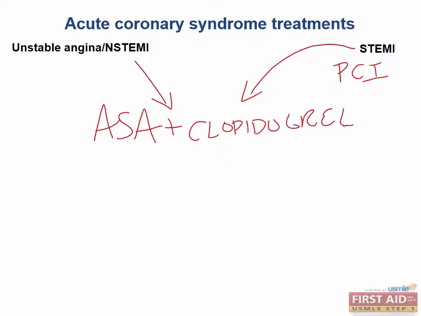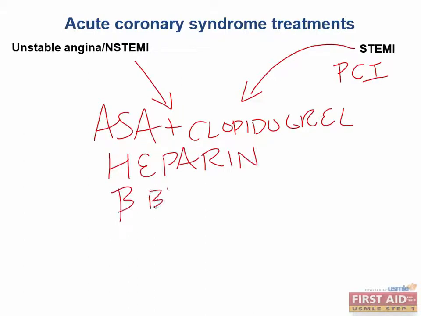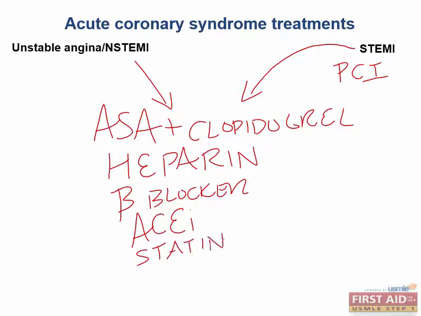We need to prevent more coagulation with heparin. We need to decrease myocardial oxygen demand with a beta blocker. And we also need to decrease preload and how much vasoconstriction is going on by giving an ACE inhibitor. Statins are also going to decrease the amount of available cholesterol that can further accumulate in the vessels. All of these help decrease mortality.